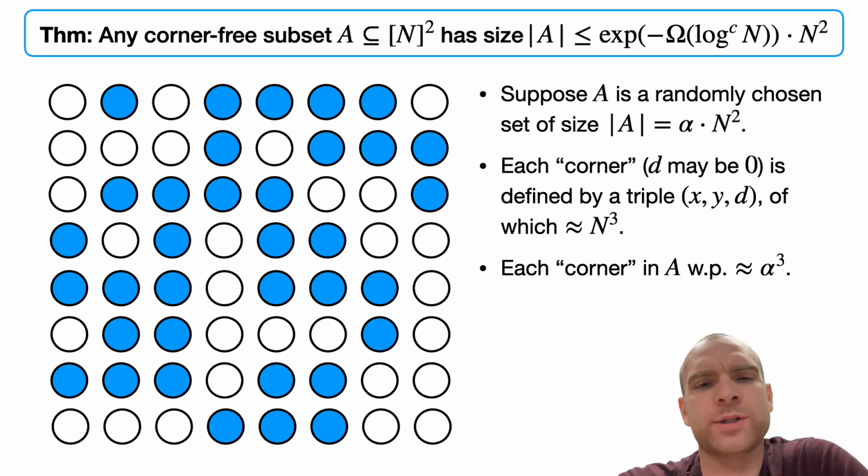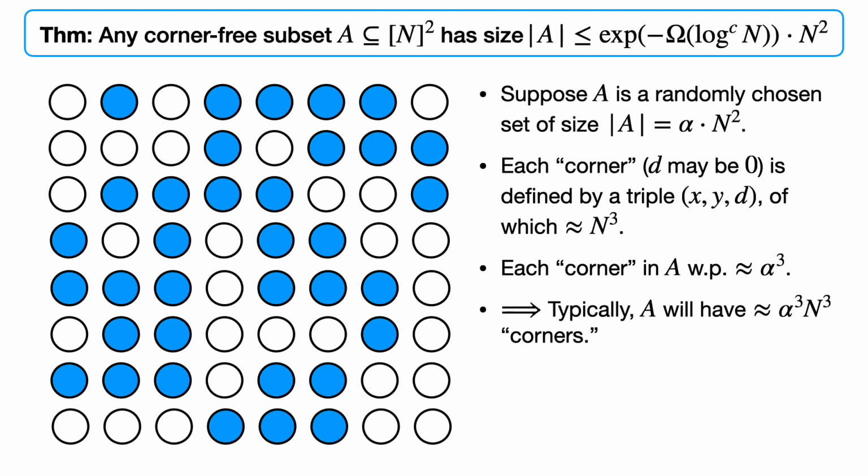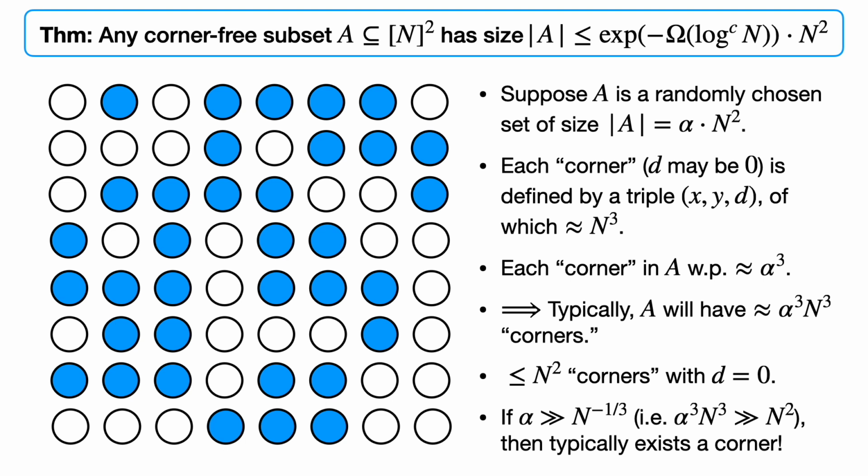And each corner is going to be present in A with probability roughly alpha cubed. So typically, our random set A will have about alpha cubed n cubed corners. And we know that there can be at most n squared trivial corners, these corners where D is equal to 0. So as long as alpha is large enough that the expected number of corners is much larger than n squared, then there typically must be an actual corner with D not equal to 0. Okay. So this is the analysis in the randomized case.